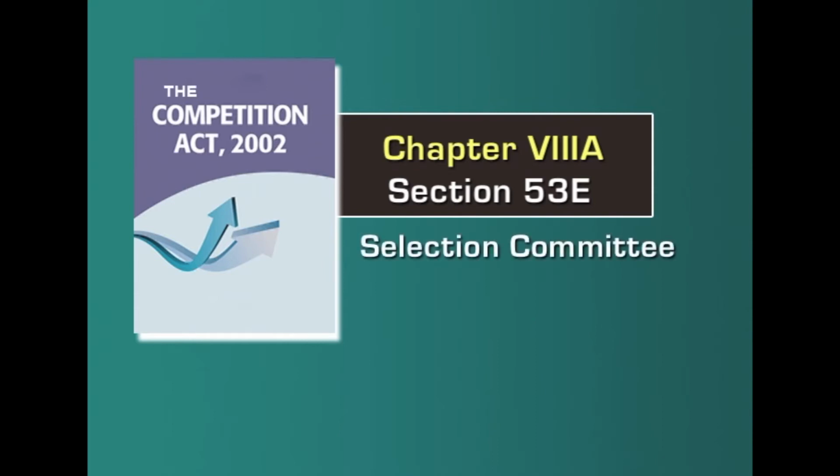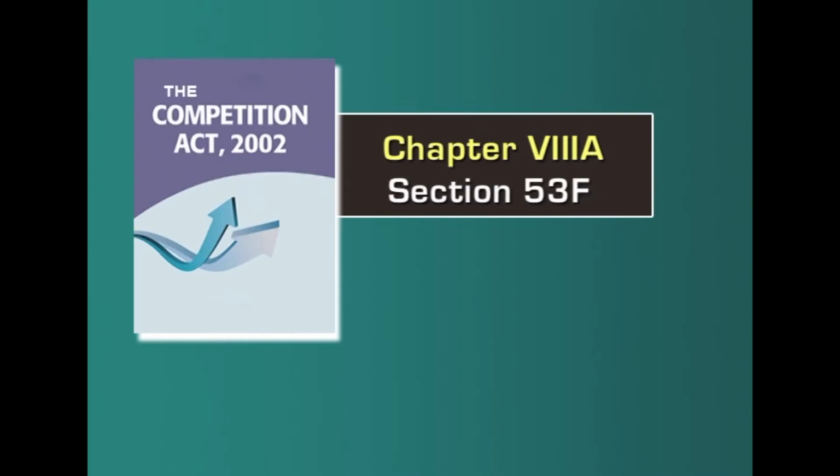Section 53E, the next section, talks about the selection committee. The selection committee basically comprises the Chief Justice of India, the Secretary to the Ministry of Corporate Affairs, and the Secretary of the Ministry of Law and Justice. It is this selection committee which will choose the members and the chairperson of the Competition Appellate Tribunal.